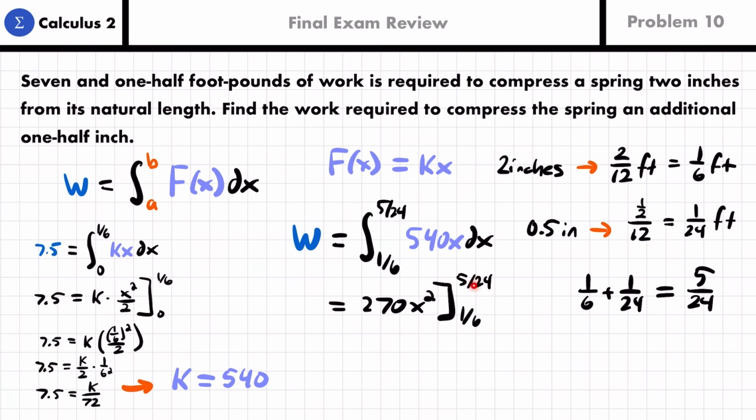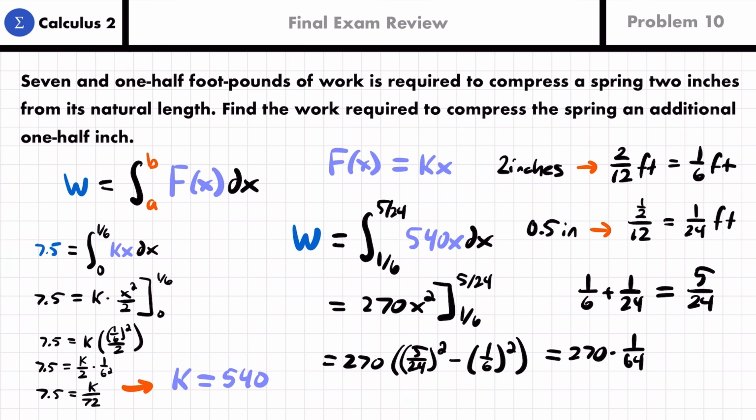And so plugging in 5/24 and subtracting plugging in 1/6, this will be equal to 270 times 5/24 squared minus 1/6 squared. All right, now if you simplify this, 5/24 squared is 25/576, and 1/6 squared is 1/36. And so if you take this fraction, subtract that fraction, you will get 1/64. So this is equal to 270 times 1 divided by 64, which as a fraction becomes 135 divided by 32.